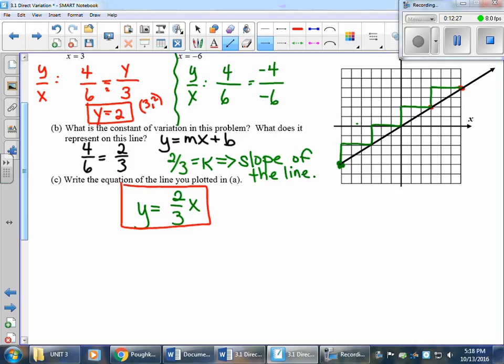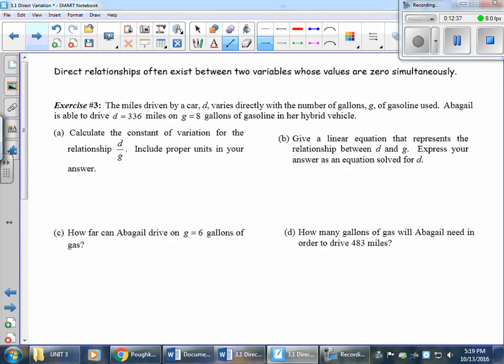Remember, you should be pausing this video whenever you need to be taking notes. So in exercise 3, it says direct relationships often exist between two variables whose values are 0 simultaneously. So what I want you to do is try to read through exercise 3, see if you can keep in mind what we've talked about so far, and see if you can answer the questions. Then we'll come back together and we will put the answers up together.